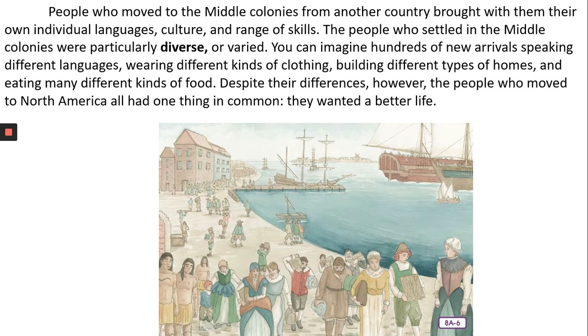Despite their differences, however, the people who moved to North America all had one thing in common. They wanted a better life. They wanted hope.